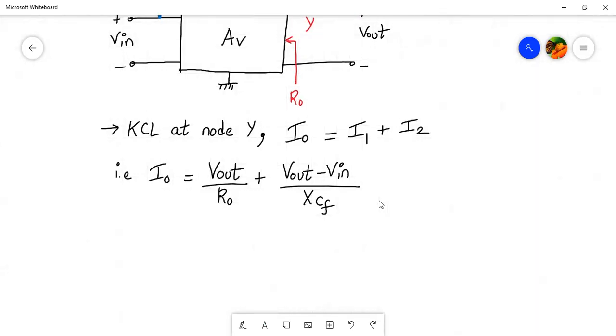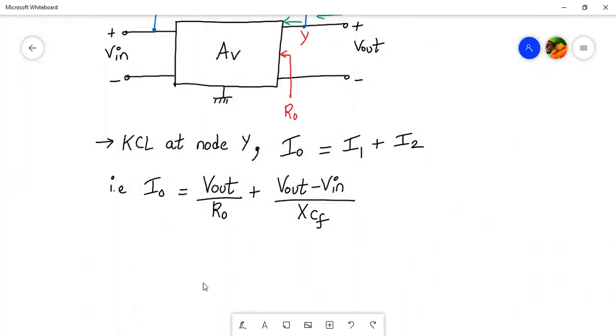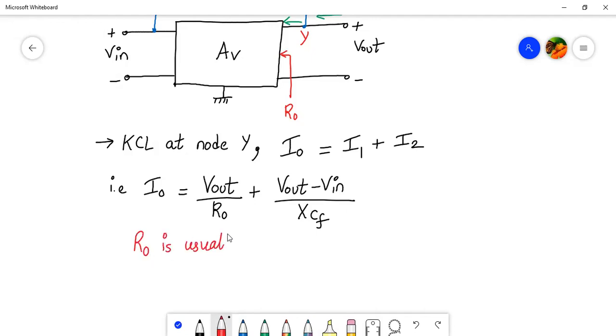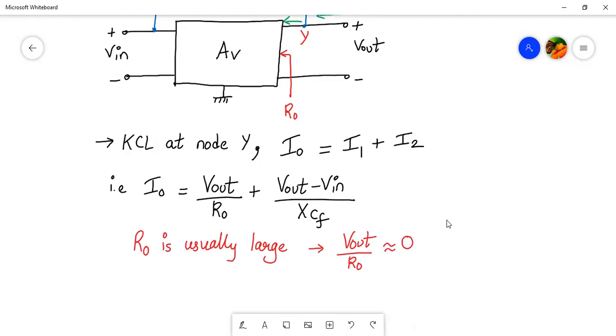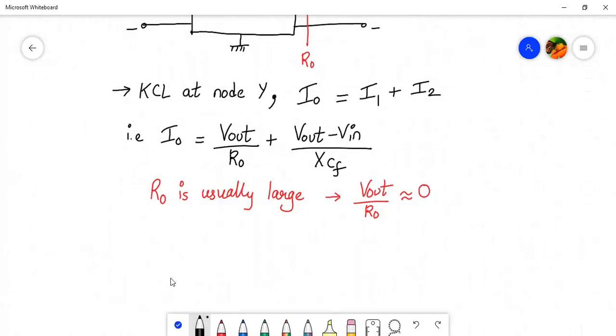Normally, the output impedance value is small, right? So output impedance is usually considered to be very, very small. So 1 upon a small value will be pretty large. So RO is pretty large for an amplifier. Let's say it's open circuit, so its value is very, very high. RO is usually large, so we can consider that V out upon RO is extremely small, tending towards zero. So now we can rewrite the above expression as follows.